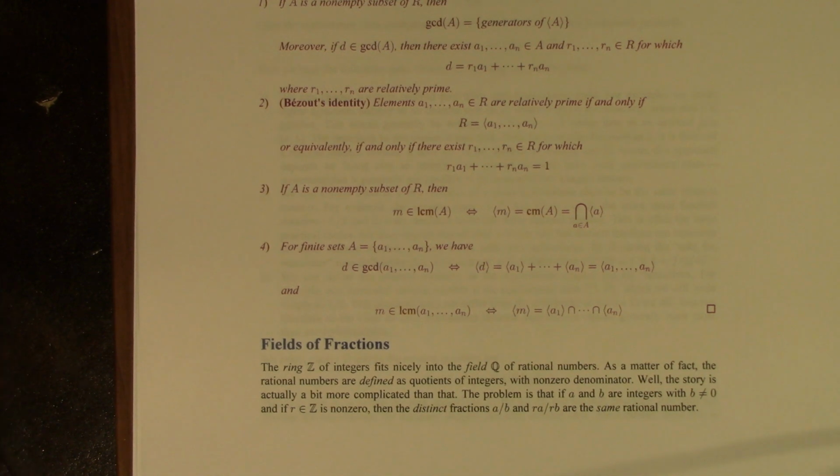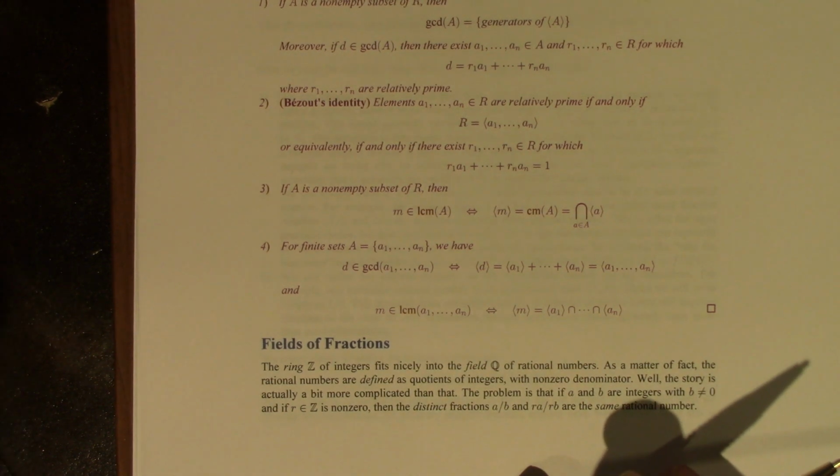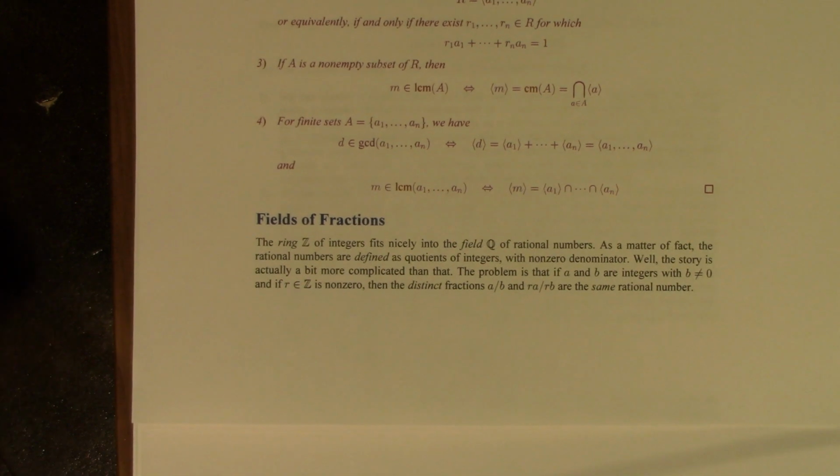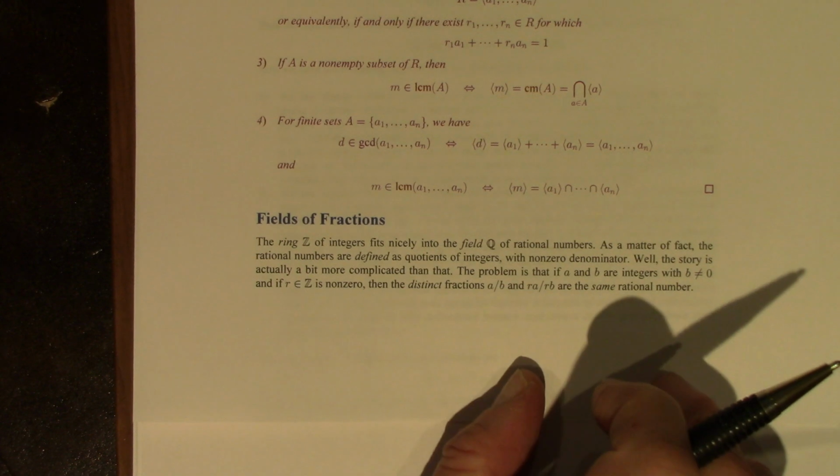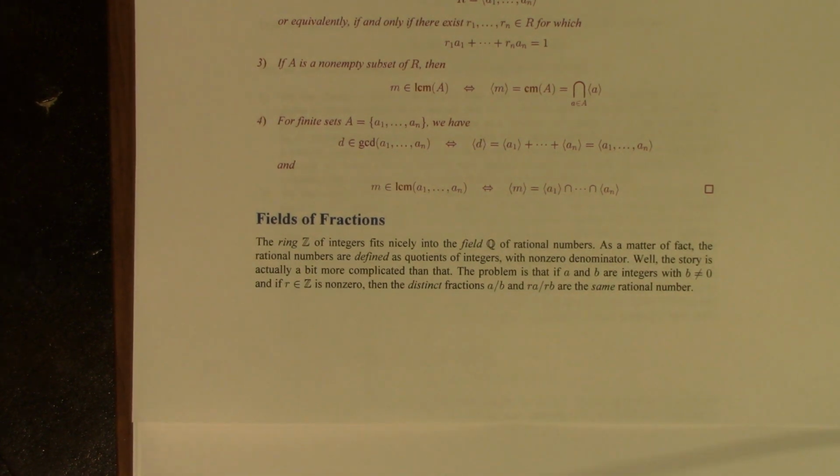Well, to complete this chapter, I want to discuss with you a construction known as the field of fractions of an integral domain. The integers, as you certainly know, fit very nicely into the field of rational numbers. As a matter of fact, rational numbers are often defined as quotients of integers with non-zero denominator. Well, the story is actually a little more complicated than that.